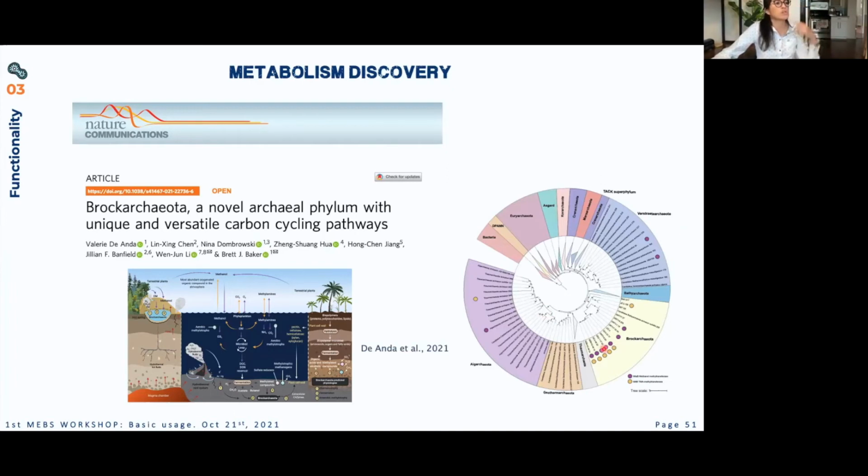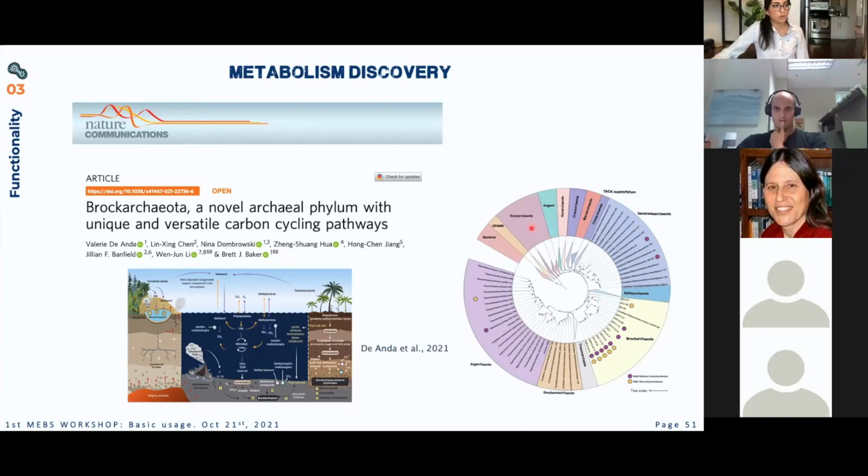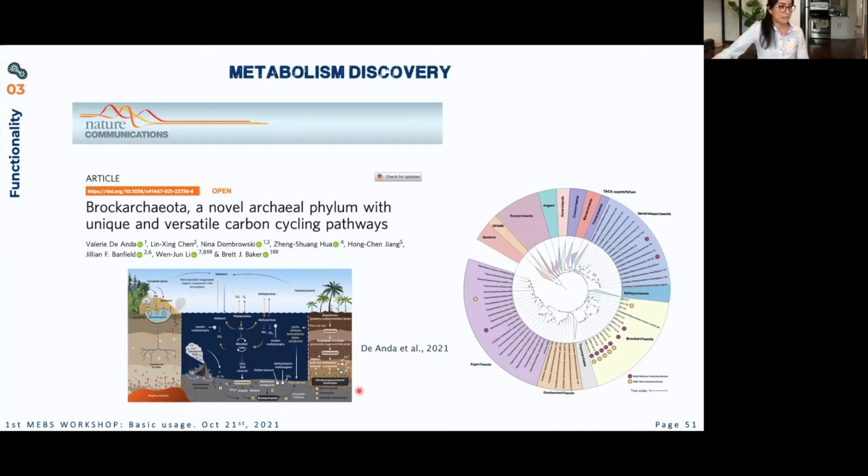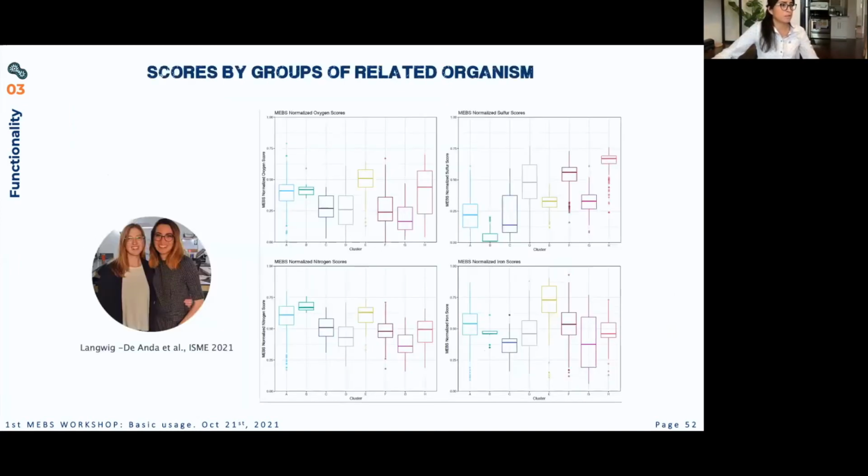And we also used MEBS in order to map all of the genes that were important for these organisms, the ones that we were interested in, and the ones that we wanted to focus on. And another example of how we use MEBS, and this is a paper that is really, really pretty. And this was Maggie's master thesis, and she's amazing. She did an amazing job with this paper.